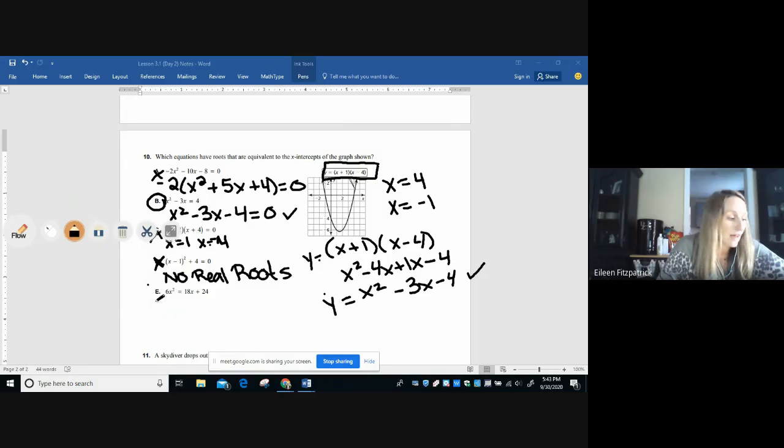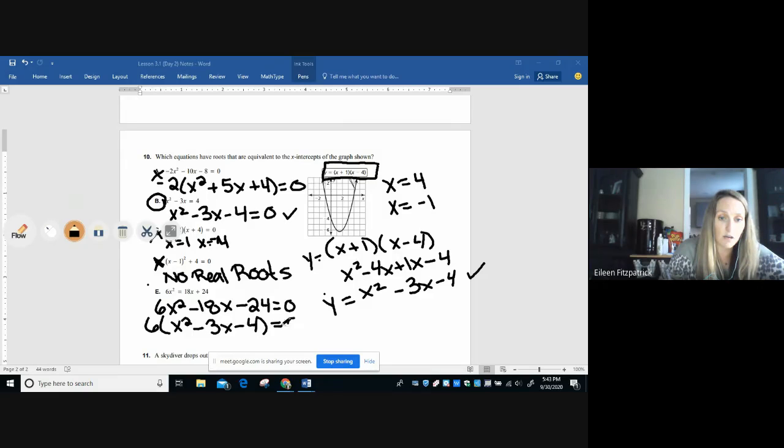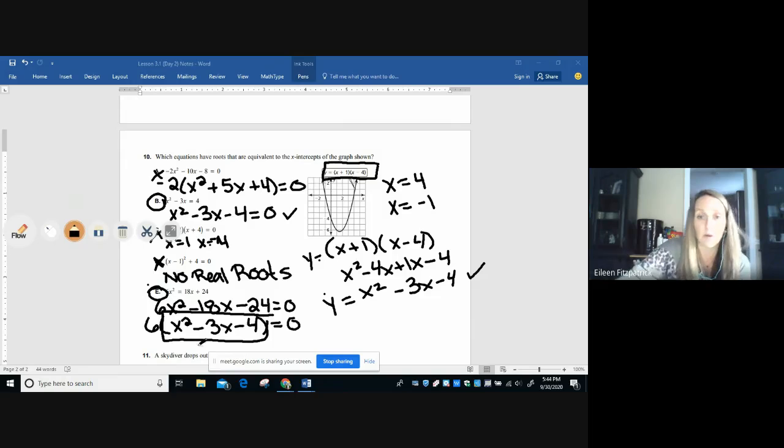All right, and then the last one, let's get it set equal to 0 to start. So I'm going to subtract the 18x from both sides and subtract the 24 from both sides. There is a GCF here of 6. So when I factor out the 6, I'm left with x squared minus 3x minus 4 equals 0. So notice how the inside portion, ignoring the GCF for a minute, matches this. That actually means that, yes, this is going to have the same roots as well, okay? All right, it's an equivalent equation.